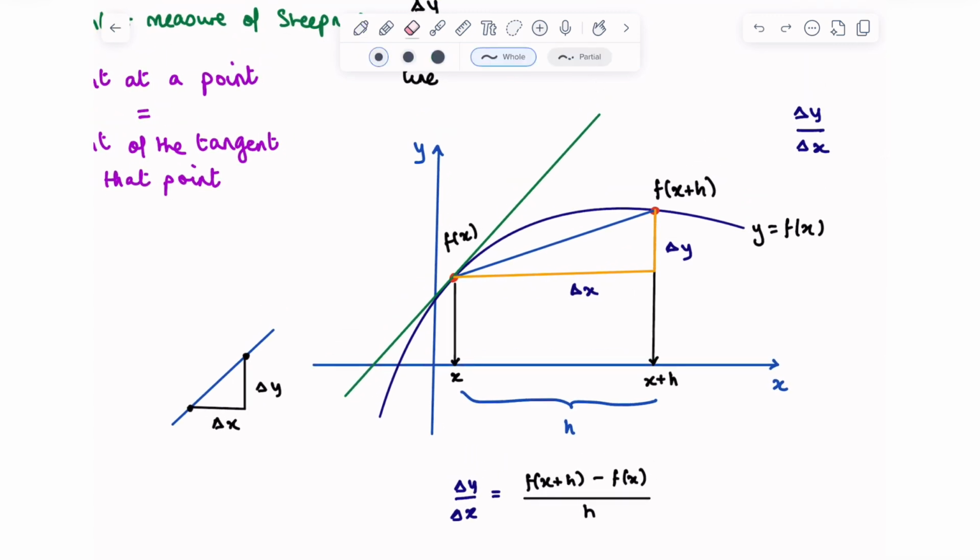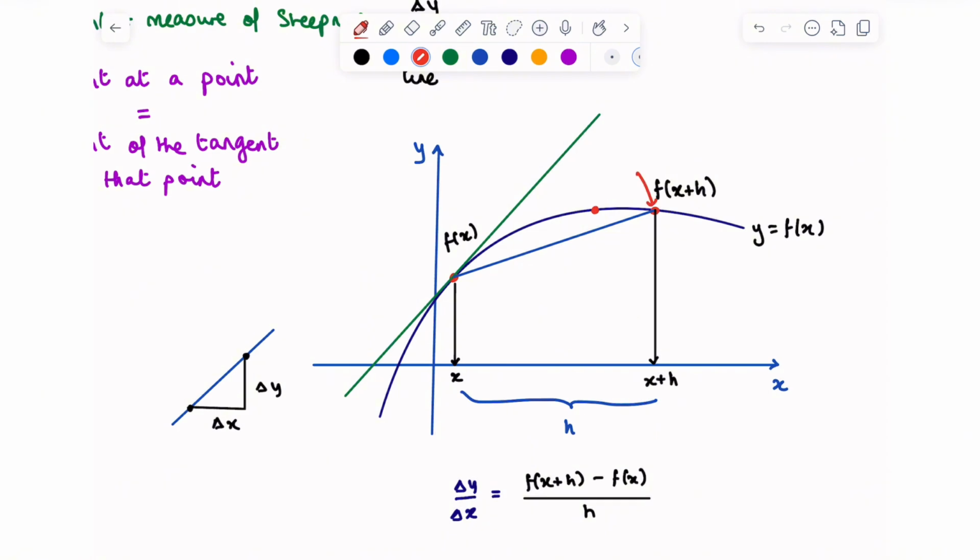So let me just clear this up for you guys. To make it more accurate, notice what happens when I move this point a bit closer. So I'm going to move this f of x plus h a bit closer like this. I'm going to draw my tangent line like this. And do you see how this line here is much closer to this tangent line now? Perfect.